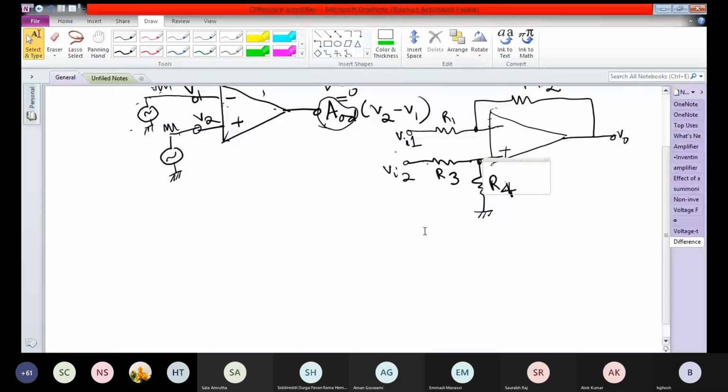So I again repeat. For one case, we set VI1 to be 0 and keep VI2 working, find the output voltage V0. For the next case, we set VI1 working with VI2 equal to 0, find the output voltage. Now, the case where VI1 and VI2 are both working, the output voltage V0 is the addition of those two previous output voltages.